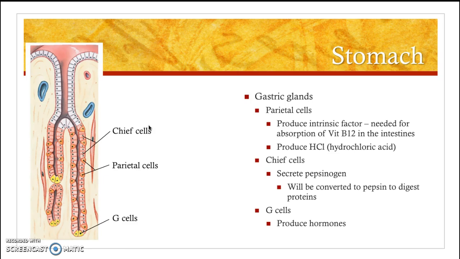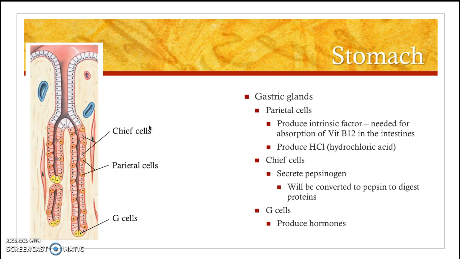The walls of the gastric glands are made up of several different types of cells. The parietal cells produce intrinsic factor and hydrochloric acid. Intrinsic factor will be needed in the intestines for the absorption of B12. Hydrochloric acid is what makes the stomach so acidic.